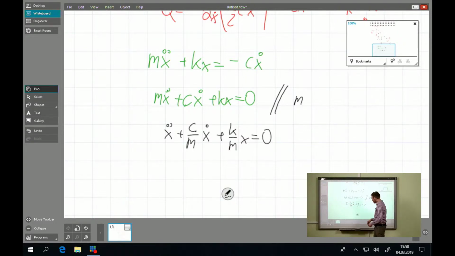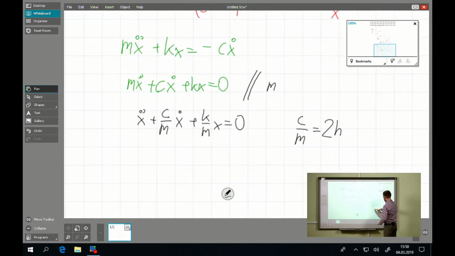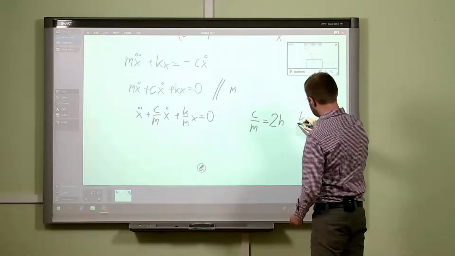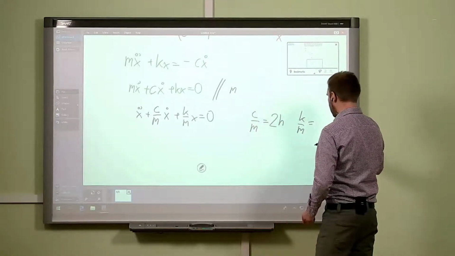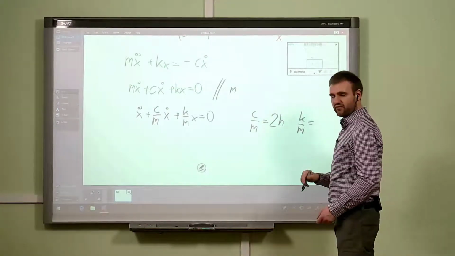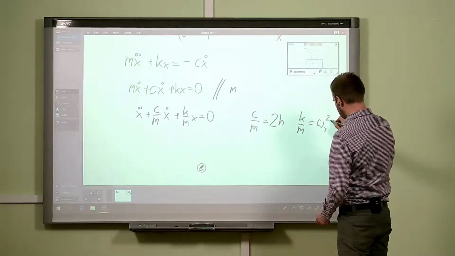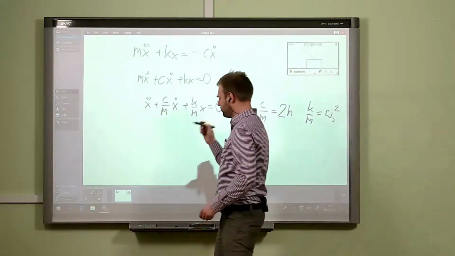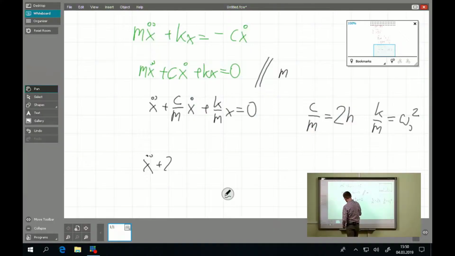And the next step, typically, like in literature, we are introducing some extra symbols, which will be convenient for further computations. And c over m, it will be 2h. Why 2, you will see in a moment. And the next step, like last time, like in the case of the undamped vibration, we have the omega 0 squared. Okay, and if we put those values, we have x double dot plus 2h x dot plus omega 0 squared x equals 0.